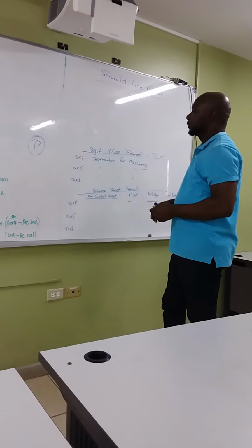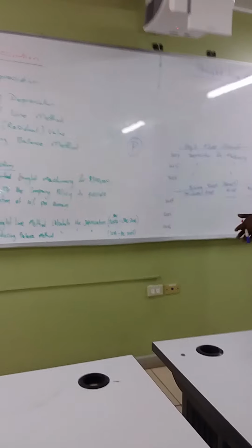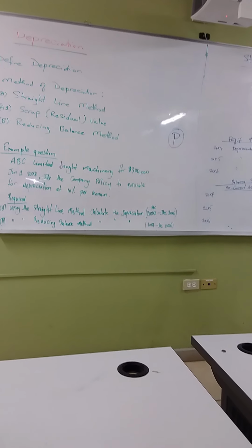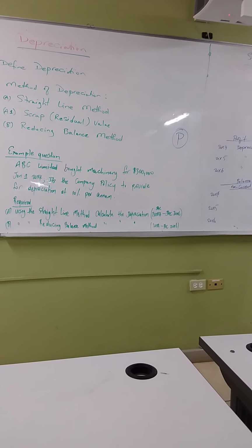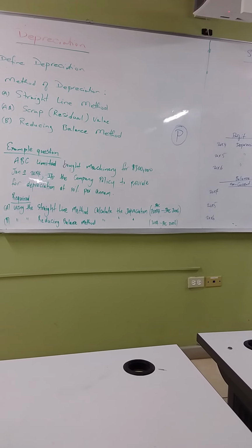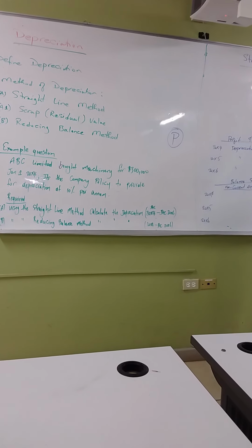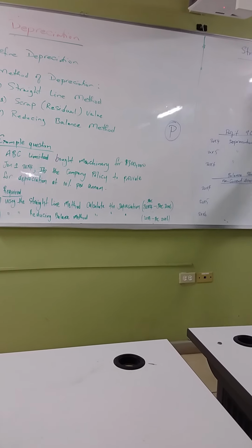Alright, so now we'll be looking at the calculation based on this question. Again, the question: ABC Limited bought machinery for $300,000 on January 1st, 2004. It is their policy to provide for depreciation at 10% per annum. I'll be using both methodologies, the straight line method and the reducing balance method, but we're going to show the calculation using the straight line method first.